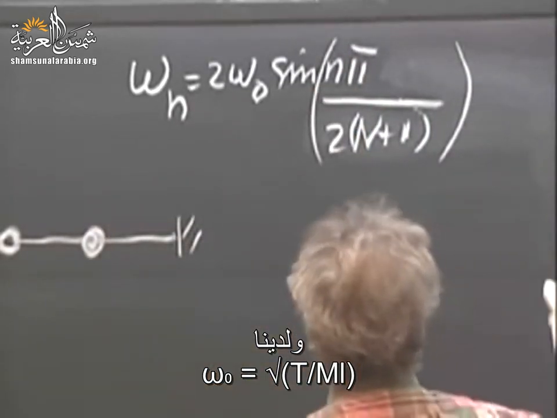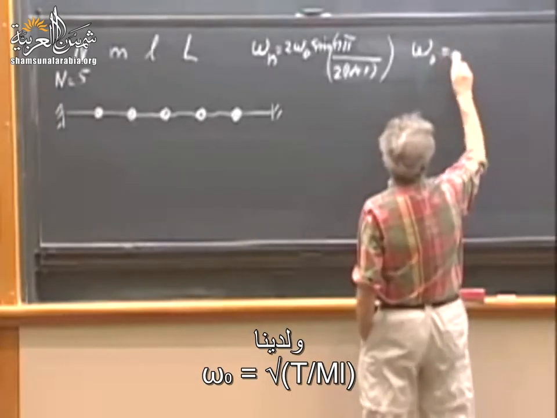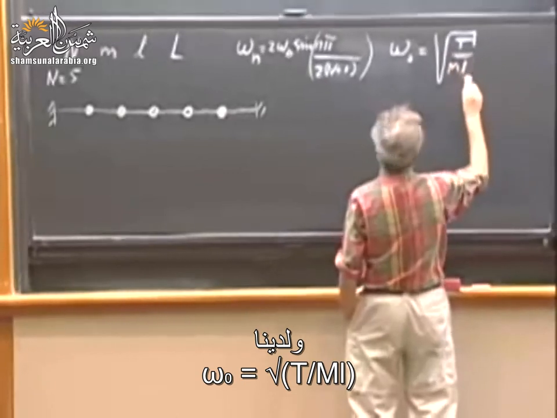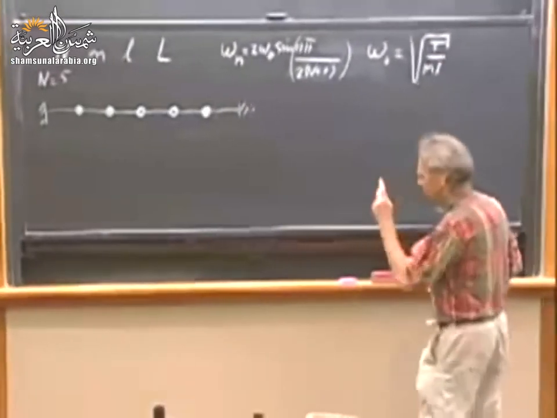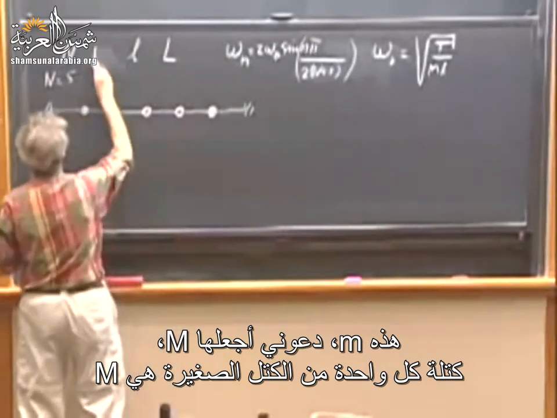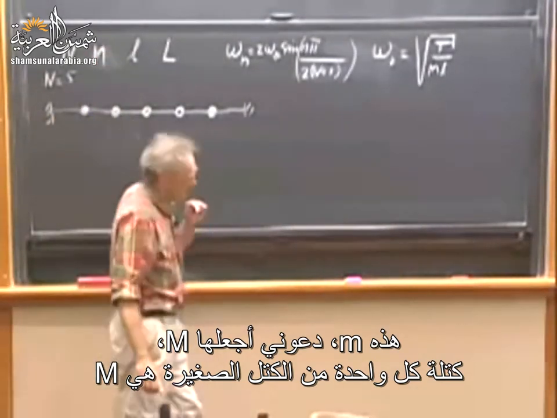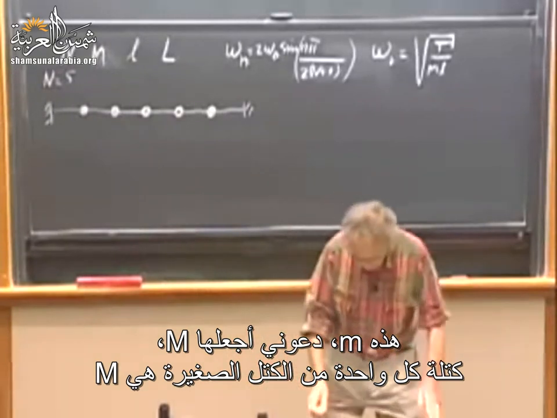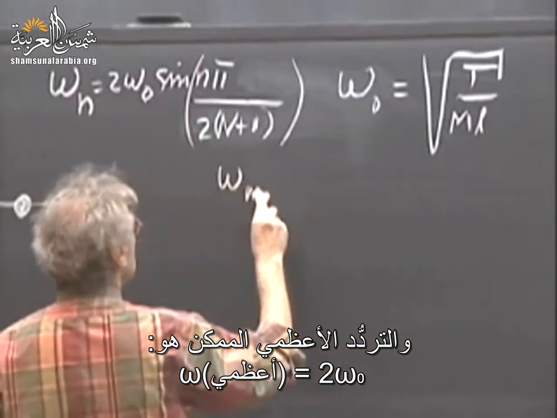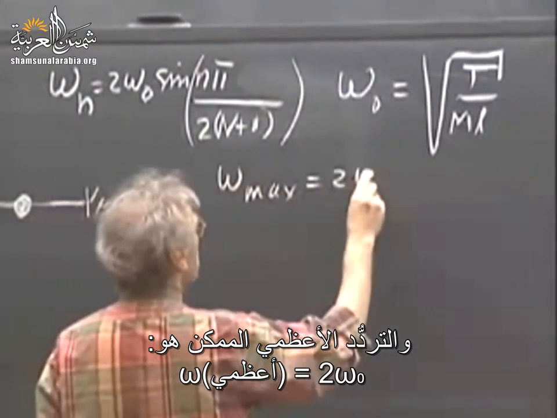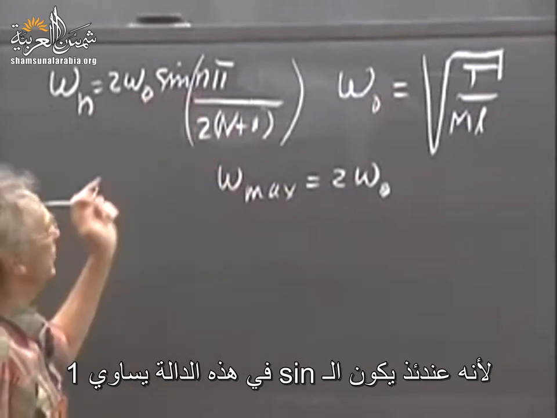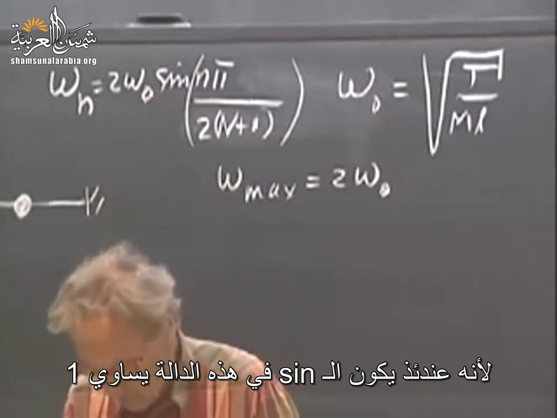Omega 0 was the square root of T divided by m L. So this little m, let me make it a capital M. Each one of those beads has mass capital M. You can see that the maximum possible frequency is 2 omega 0, because that's when the sine of this function equals 1.